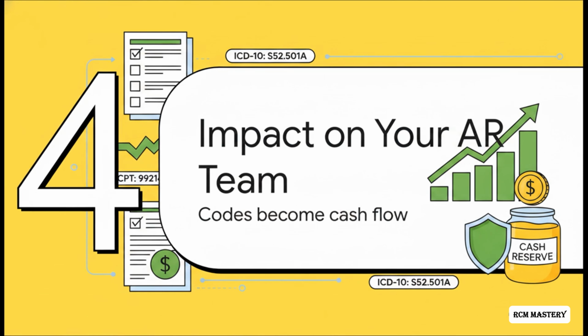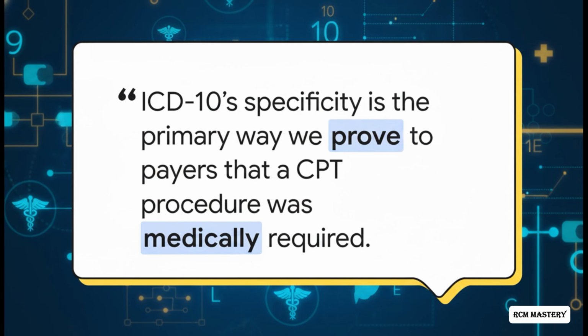Okay, so we've covered all the technical changes. Now, let's tie it all together and talk about what really matters for RCM professionals: getting claims paid and making sure the cash flow is healthy. And here's the bottom line. Every single feature we just talked about, the laterality, the 7th character, all of it, serves one primary purpose. It gives us the clinical specificity we need to justify medical necessity for the CPT codes we're billing. This is the core principle your AR team absolutely has to understand to win.